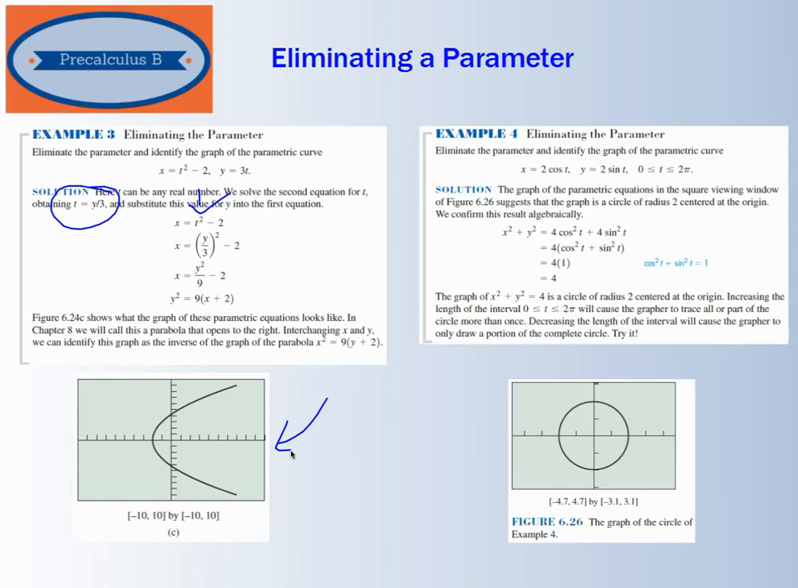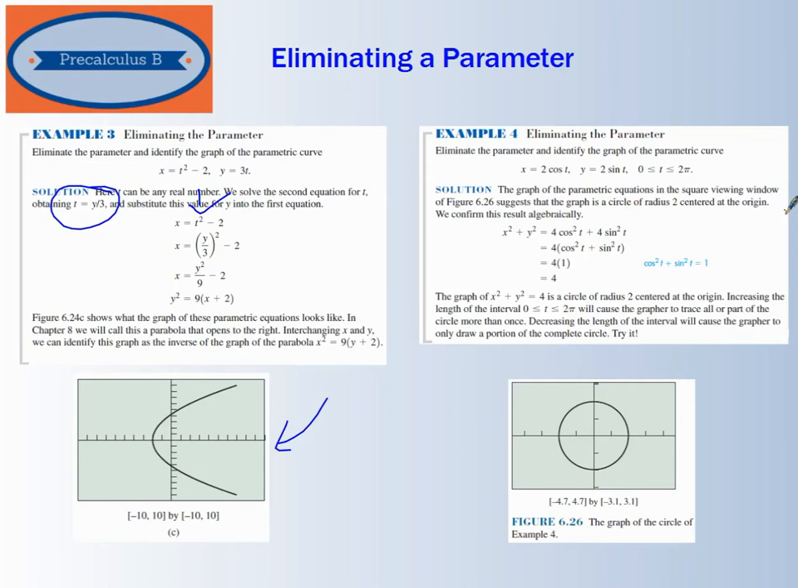In example 4, we wanted to eliminate the parameter using sine and cosine, and we can take a look at what happens here when we solve for these. We can say x squared plus y squared equals 4 cosine squared t plus 4 sine squared t. Factor out a 4, and we know that cosine squared plus sine squared is 1. So this is where your trig identities are huge. You could have thought about using inverses and trying to substitute and everything else, or you could just go about it this way.